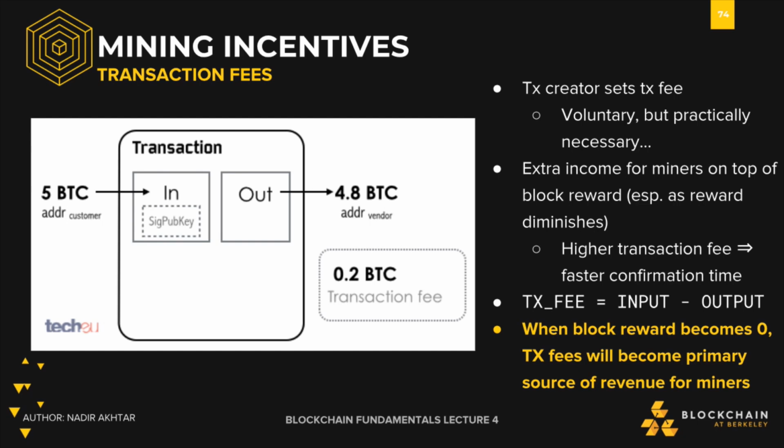So the transaction creator sets this transaction fee. Say I'm creating a transaction, it's really urgent, so I'm going to attach a very large transaction fee. And as a miner, I want to take the most reward possible, so I'm going to pick the transactions that give me the most profit. So I'm going to pick a transaction that has a higher transaction fee. It's extra income for miners on top of the block reward. They can earn quite a lot of money from this. And the higher the transaction fee, the less time you have to wait for your transaction to sit in the mempool. Makes sense. Okay, any questions about that? Okay, sounds good.